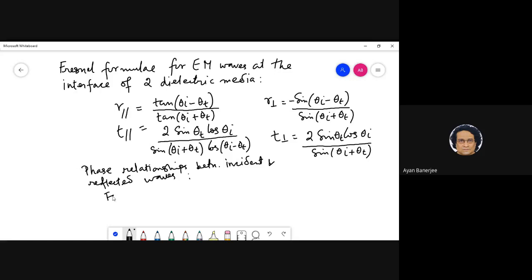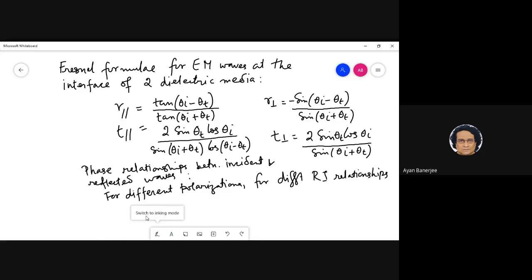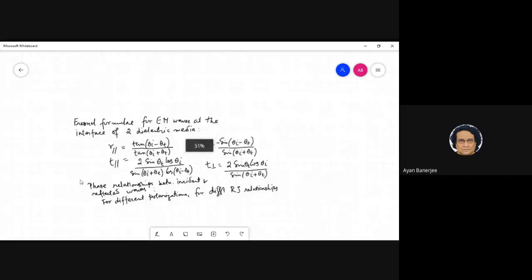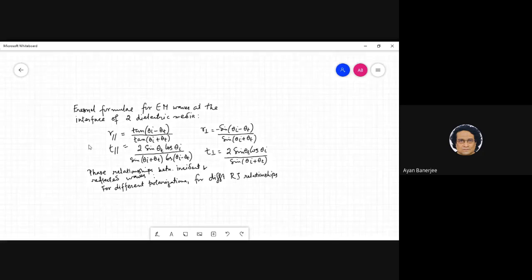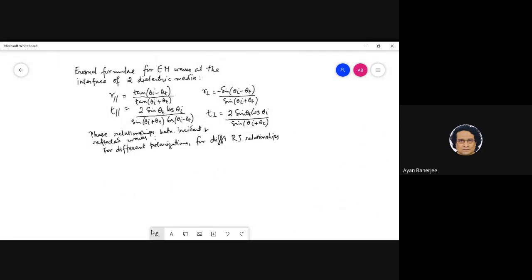but this is basically for different polarizations and obviously for different refractive indices, right? In the sense that, I should not say different RI relationships, I should say Ni and Nt, right? That is better to write, because what I'm talking about is how Ni and Nt are different from each other. That is what we are interested in at the moment. Fantastic.